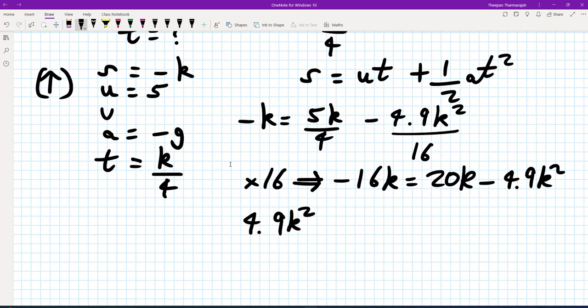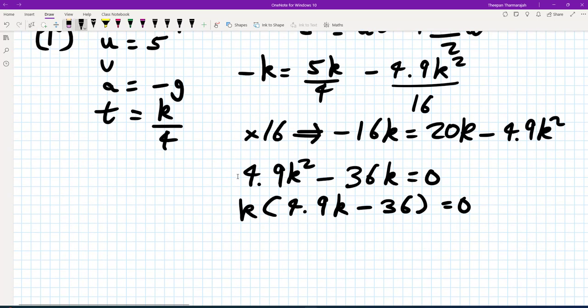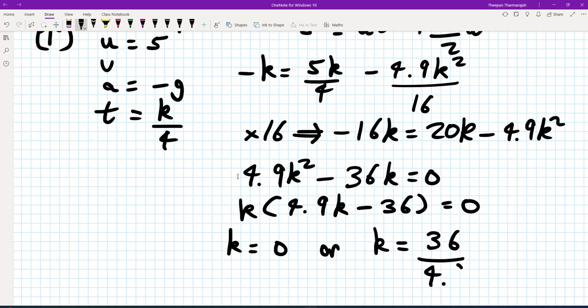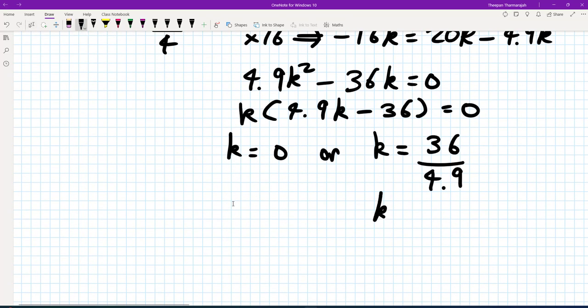Then we can get 4.9k squared minus 36k equals 0. So we get k times 4.9k minus 36 equals 0. And k equals 0, or k equals 36 over 4.9. So we can say that k is 7.35.